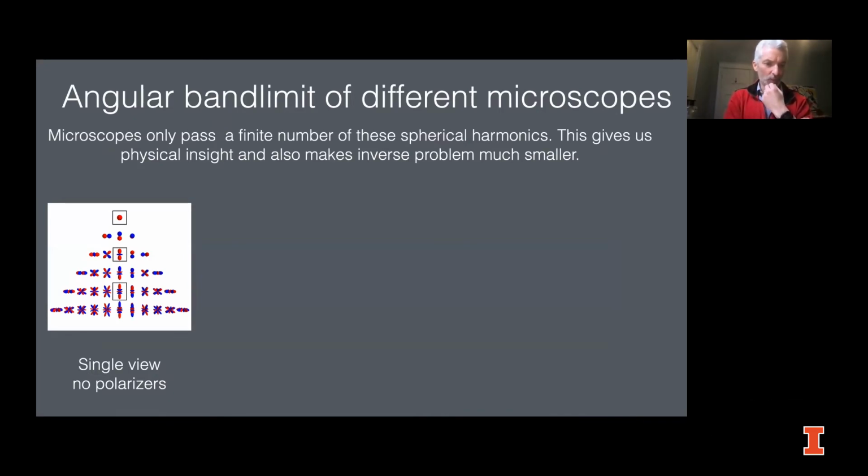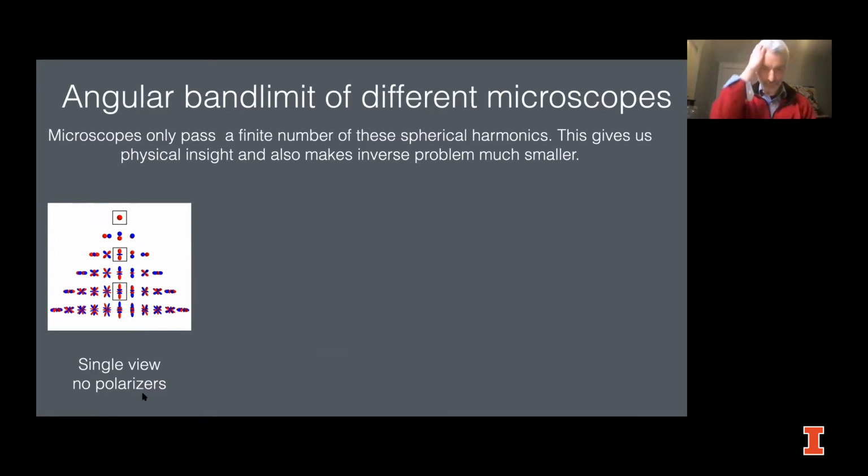I don't think this was widely appreciated in this field, that you can really carefully characterize the null space of a wide variety of different microscopes, the angular null space or angular band limit of microscopes. And so, yeah, you can clearly show that microscopes only pass a finite number of these spherical harmonics.